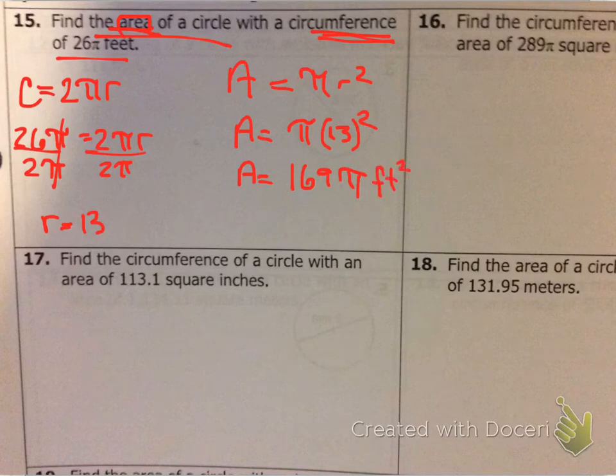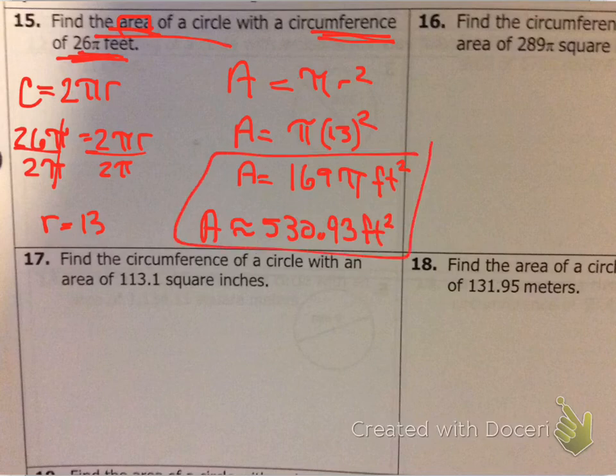And since they did this one in terms of pi, I would probably say that should be the final answer. But just in case, I'll go ahead and tell you that if you multiply 169 times pi, you should get 530.93 square feet. So either answer I would probably take. Either one of these two answers right here. Okay, nothing fairly hard. Hopefully should be easy.